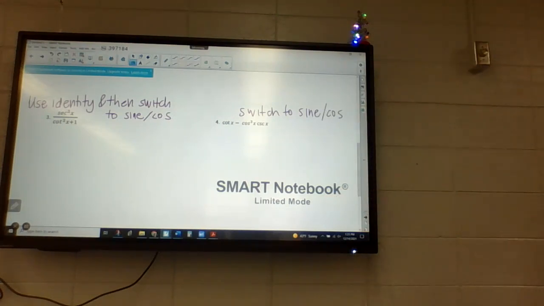Most of these are just switching to sine and cosine. They work pretty nicely. Okay, flip it over when you're ready. Wait, what? Oh, I was writing that down. I'm trying to give you clues. Most of these are all switched to sine and cosine, it seems like.